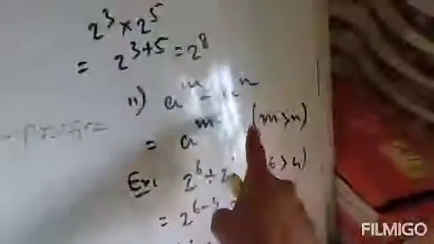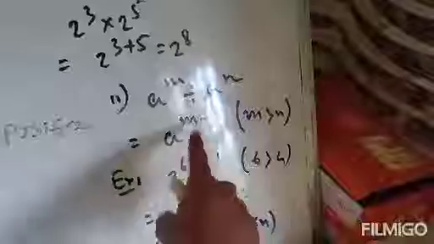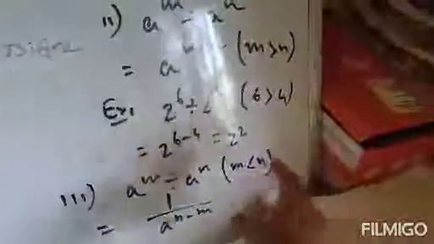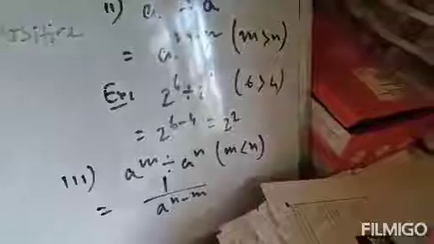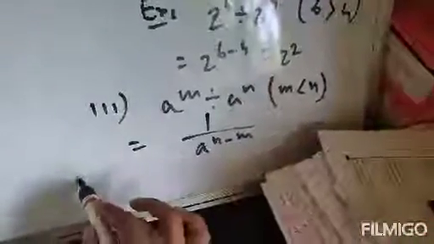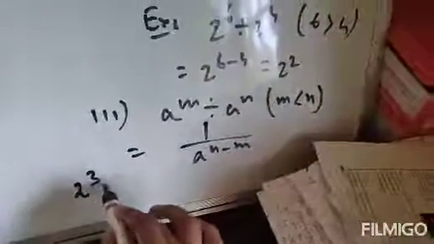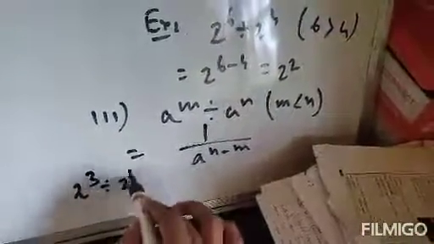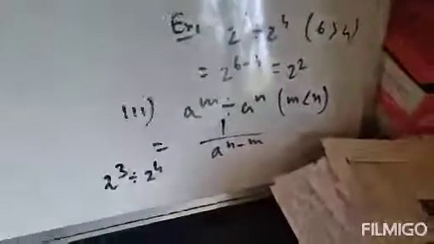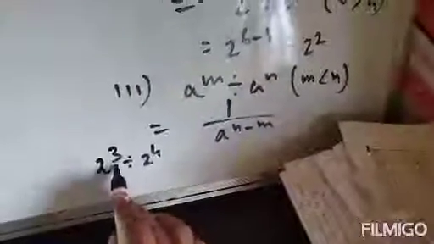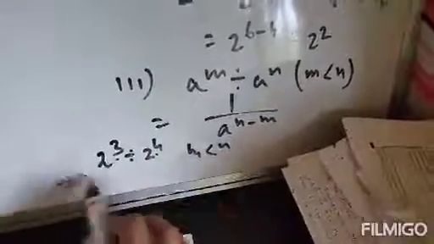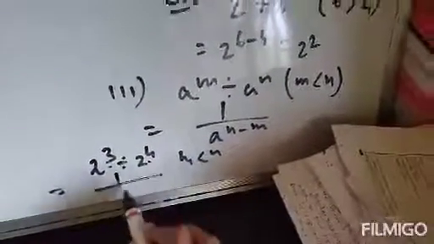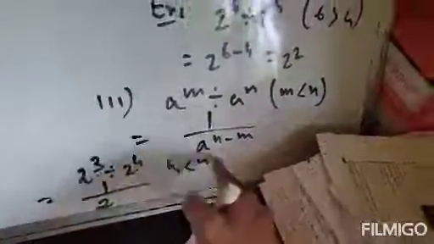When m is greater than n, the formula is a to the power m minus n. But when it is reversed, that is when m is less than n, the formula will be 1 by a to the power n minus m. For example, suppose 2 to the power 3 divided by 2 to the power 4. Here see, it is m and it is n, and m is less than n. So according to this formula, it is 1 by a to the power n minus m, where a is 2.